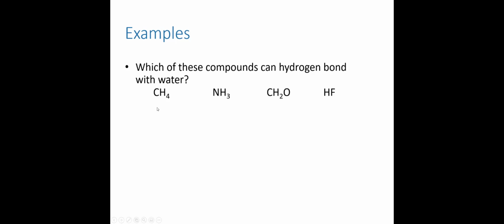So what we need to do here is just look and see, does it have either one of those characteristics? So first of all, we have CH4, methane. And if you draw the Lewis structure of CH4, you would see that all the hydrogens are bonded to carbon atoms.